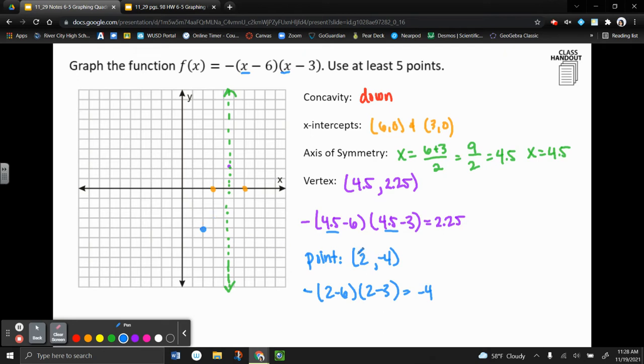And then we can get our symmetric point. Well, this is 2 1/2 away. So there's a half, 1, 2. So its symmetric point, when we reflect it over the axis of symmetry, is going to be 1, 2, 3, 4, 5, 6, 7, negative 4. And now I have my parabola.